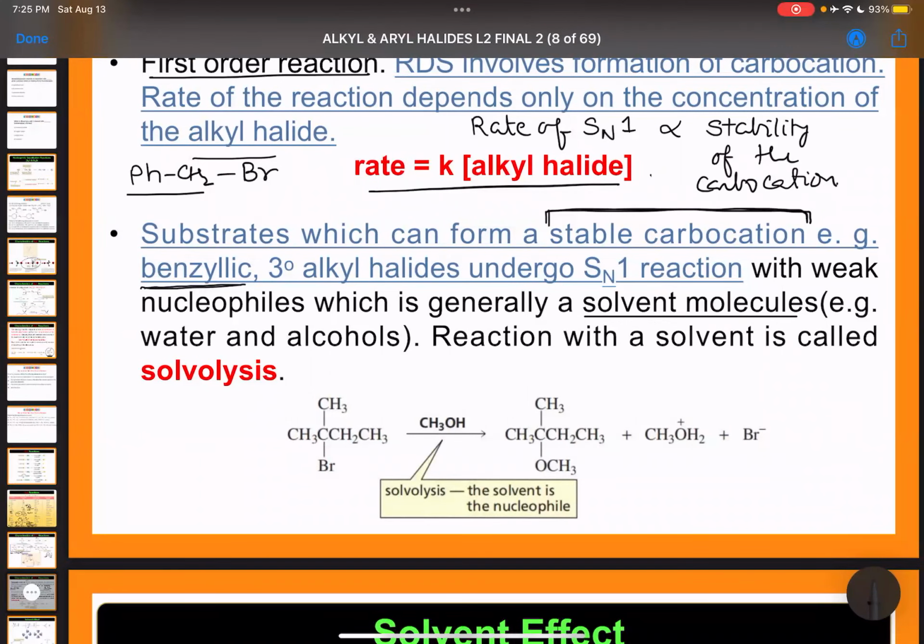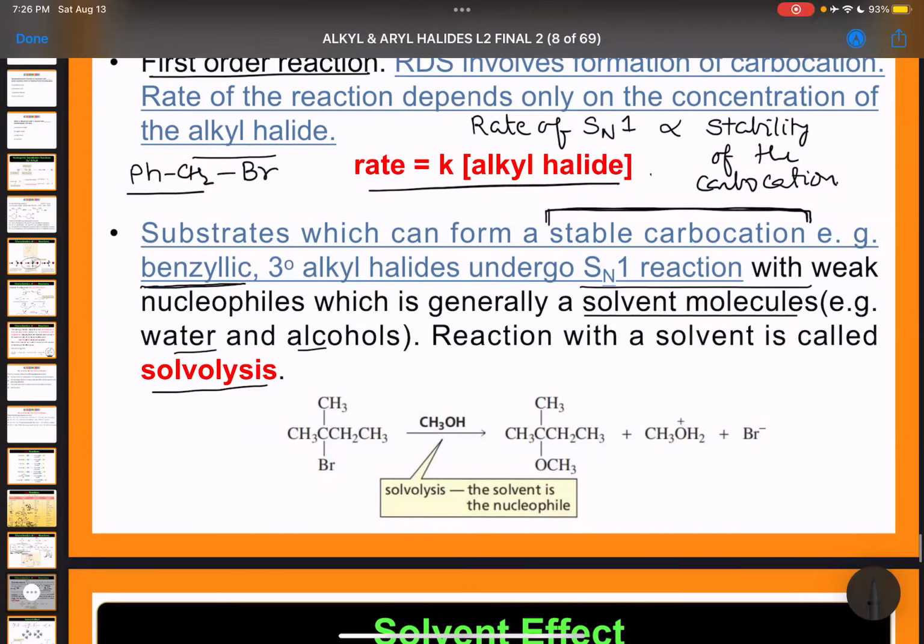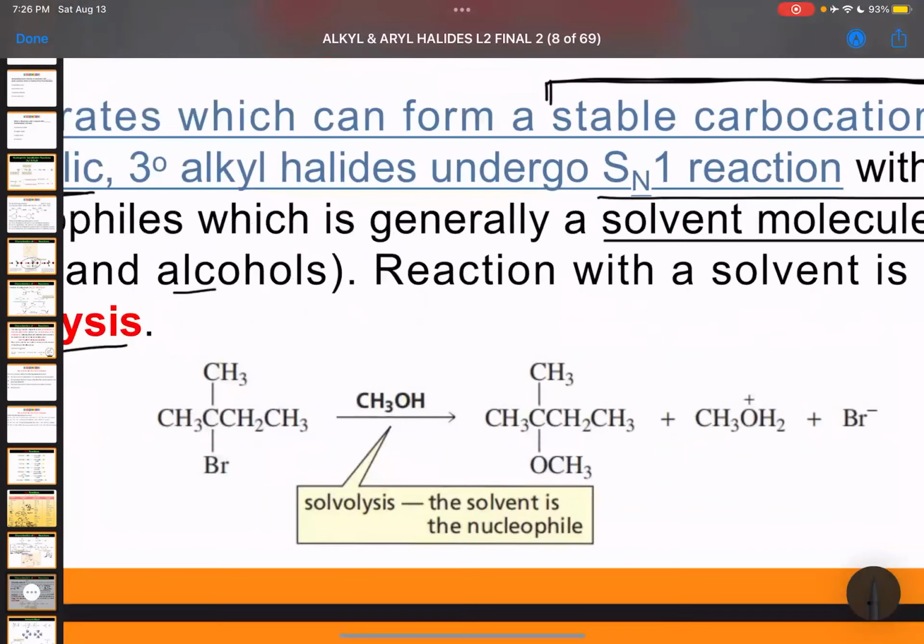You dissolve the substrate in a solvent, and one of the solvent molecules comes and joins the carbocation which is formed in the SN1 reaction. So the nucleophile is the same as the solvent molecule, like water or alcohol. It is a reaction with the solvent, which is why it is known as breaking with the help of the solvent. So it is also known as solvolysis. SN1 reactions are known as solvolysis reactions.